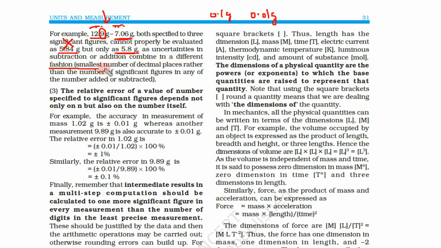the uncertainties in subtraction or addition combine in a different fashion: the result is given by the smallest number of decimal places rather than the number of significant figures in any of the numbers added or subtracted. So what are they trying to say? In case of addition or subtraction, we use the smallest number of decimal places. Here only one decimal place, here two decimal places. So we will not use significant figures, we will use the rule of decimal places, because this number itself is uncertain. So we cannot have uncertainty up to two digits.